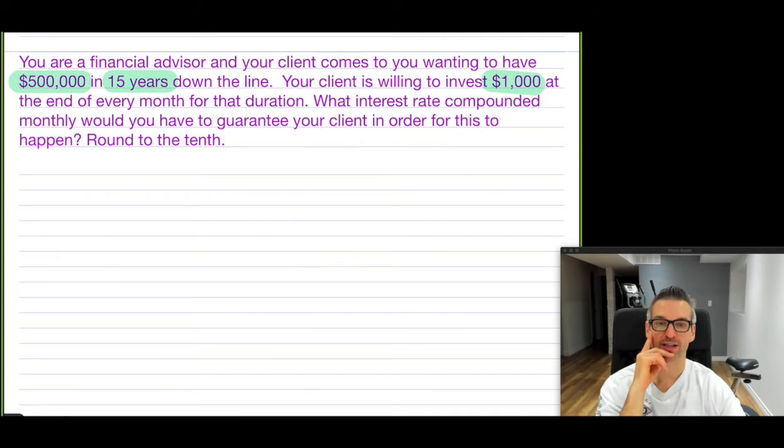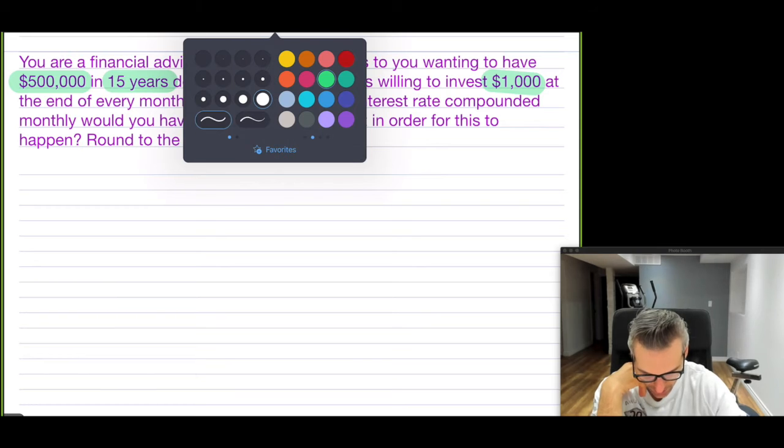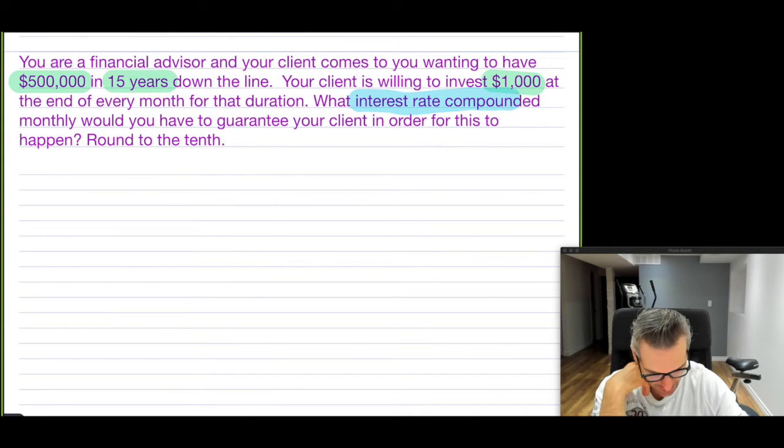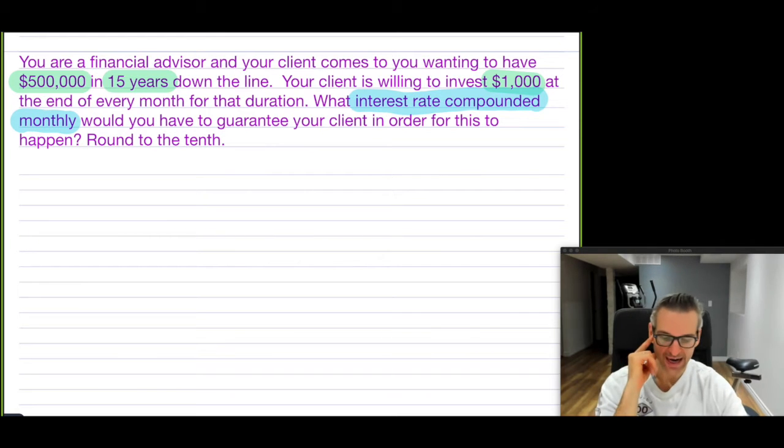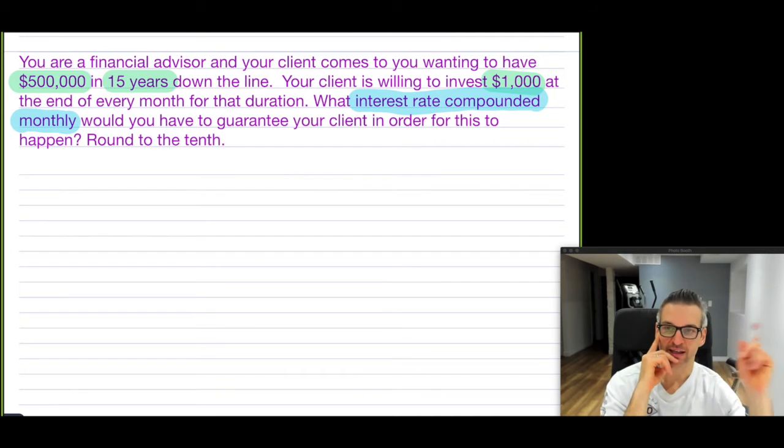Now, what interest rate compounded monthly? So that's super useful to know. So we're looking for the interest rate compounded monthly. Would you have to guarantee your client in order for this to happen? So you want to have, in the future, $500,000.